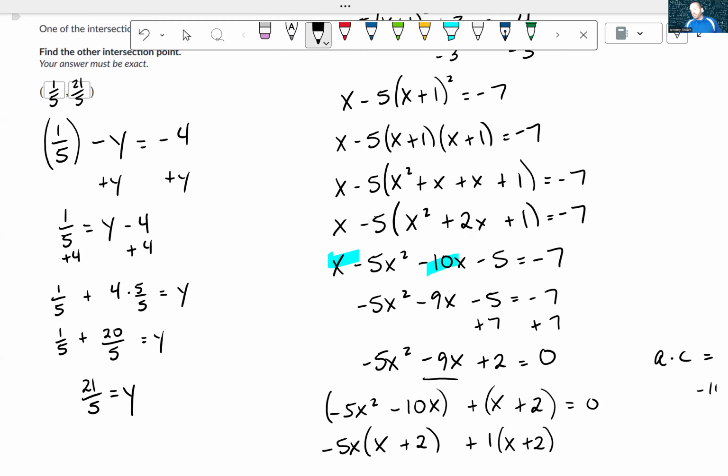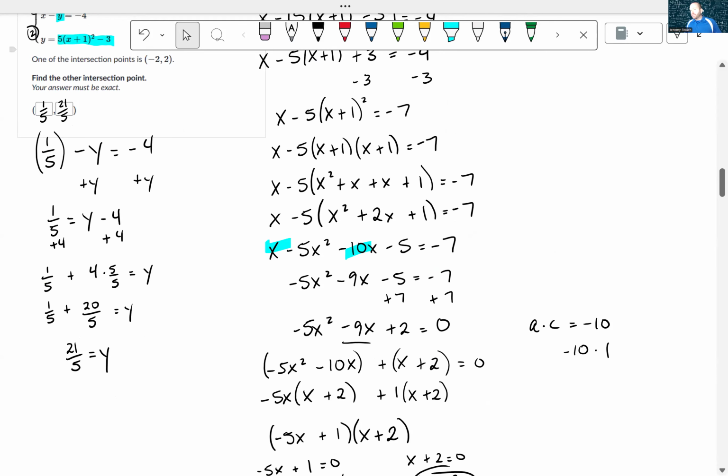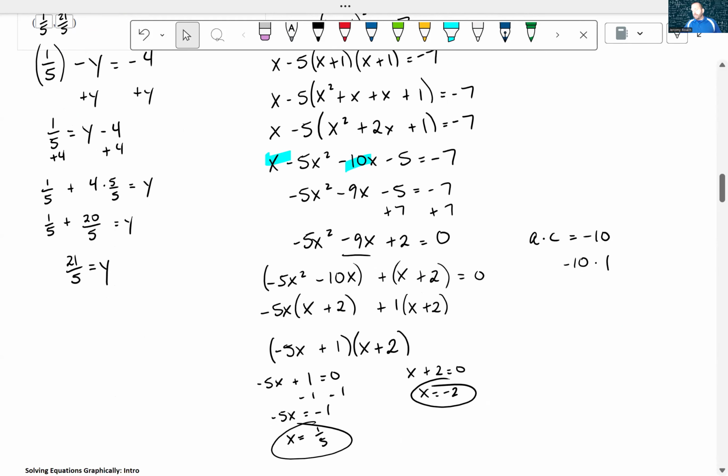Make sure you write these answers in fraction form when you're doing these because this particular problem says the answer must be exact, so we just leave it as a fraction.